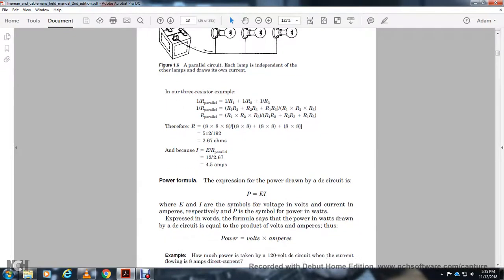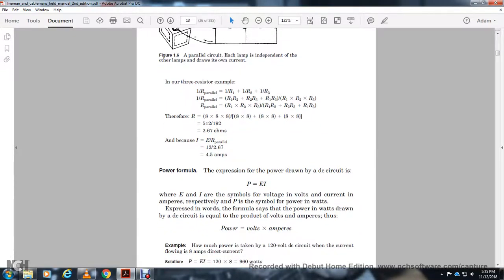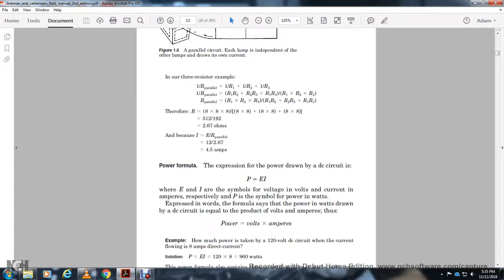Power. The power drawn by a DC circuit is expressed using volts and amps, with the watt as the unit of power. In words, the power in watts drawn by the DC circuit is equal to the product of the volts and amps, so power is equal to volts times amps. How much power is taken by a 120 volt DC circuit with a current of 8 amps? You'd have 120 times 8, which is 960 watts.